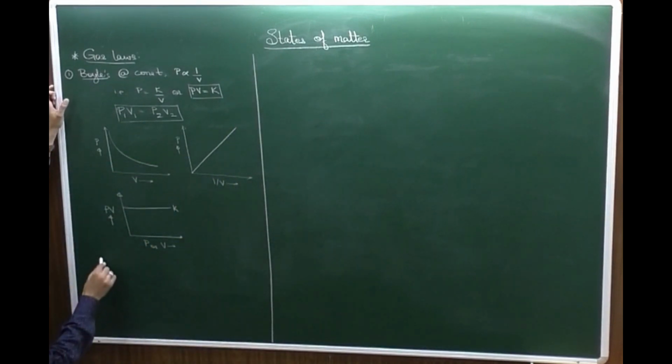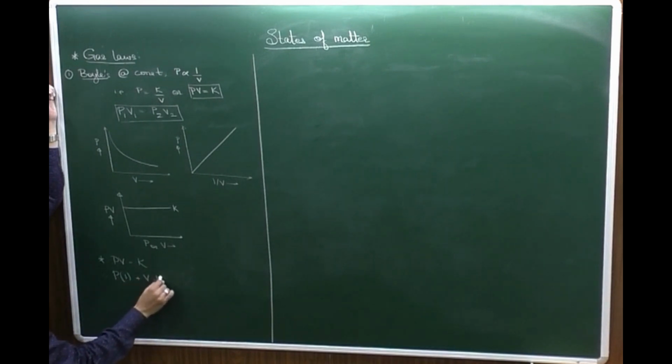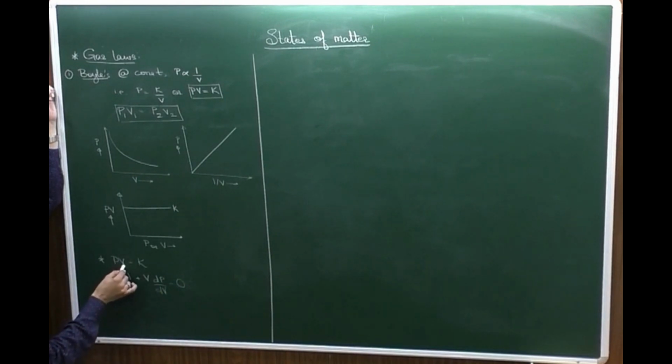There is one more part. If PV is equal to constant, take the derivative with respect to volume. So if I take the derivative, it's an application of the UV rule. So P into dV by dV, that's 1, plus V into dP by dV equal to the derivative of a constant equal to 0. Understood? UV rule is applied. P into derivative of volume with respect to V, that is 1, and V into dP by dV.